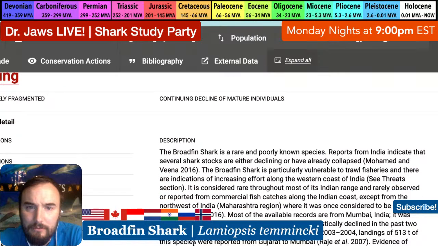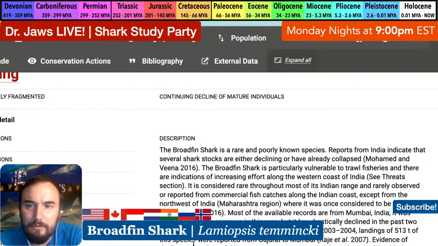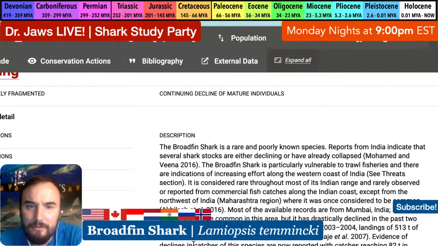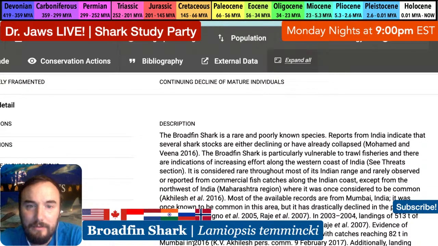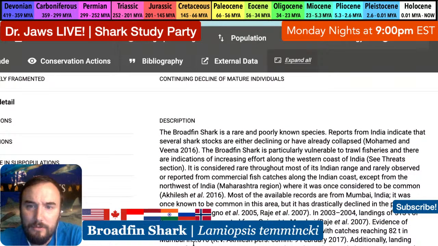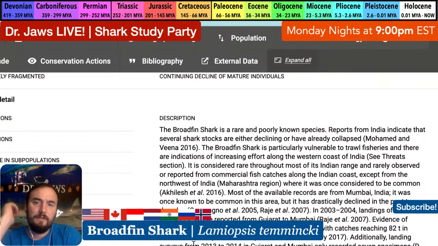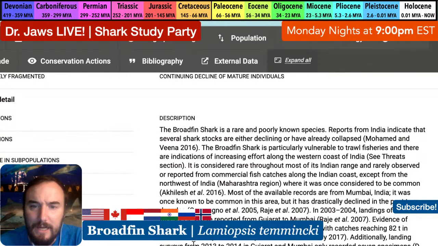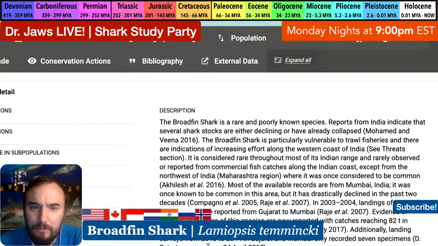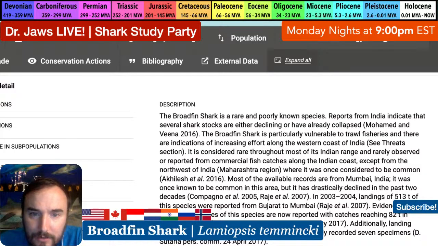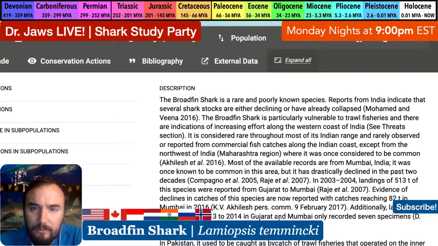The Broadfin shark is a rare and poorly known species. Reports from India indicate that several shark stocks are either declining or have already collapsed. The Broadfin shark is particularly vulnerable to trawl fisheries, and there are indications of increasing effort on the western coast of India. It is considered rare throughout most of its Indian range and rarely observed or reported from commercial fish catches along the Indian coast, except from the northwest of India, Maharashtra region, where it was once considered to be common.